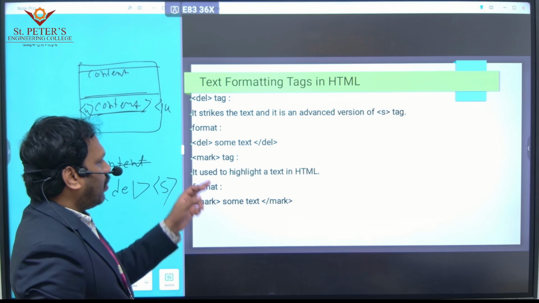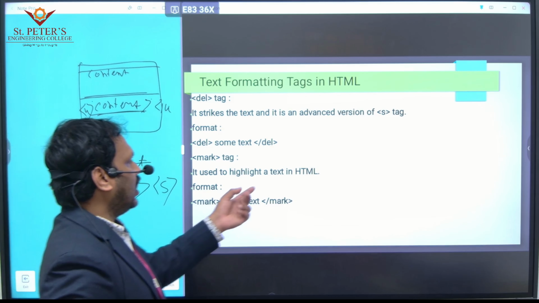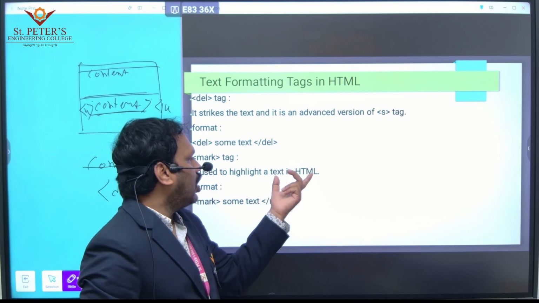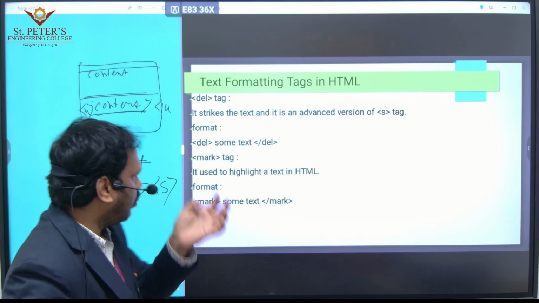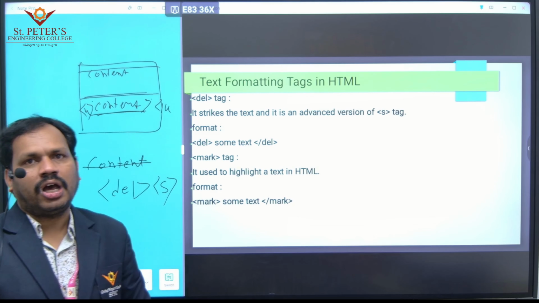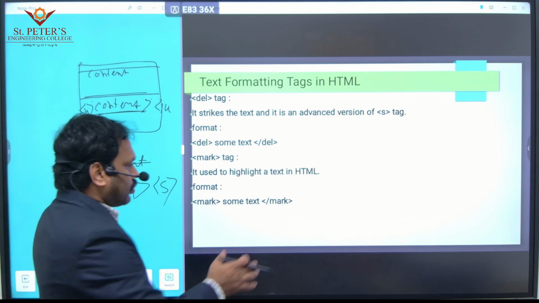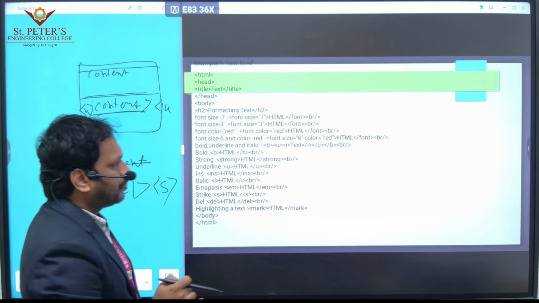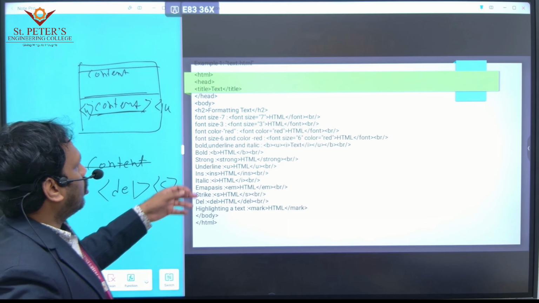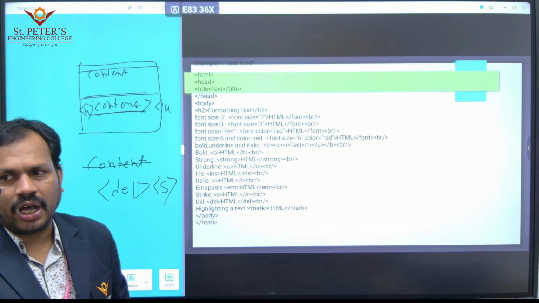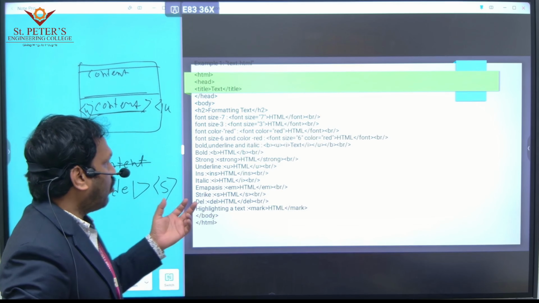So the mark tag is going to highlight the text. It is used to highlight text in the HTML page. So this is going to be an example of the formatting tags.